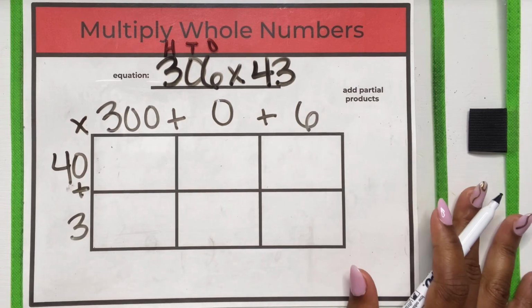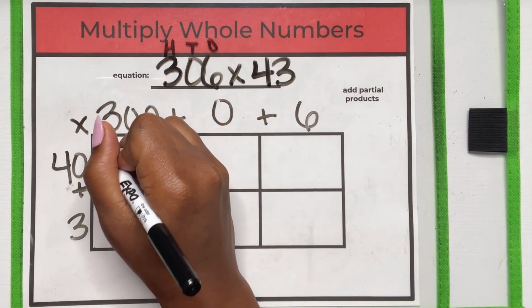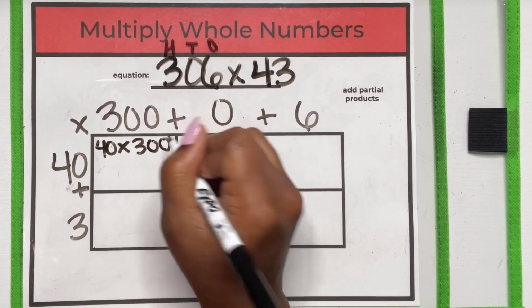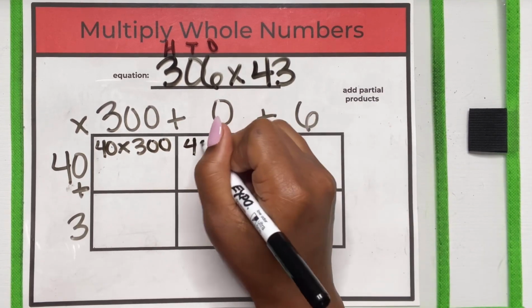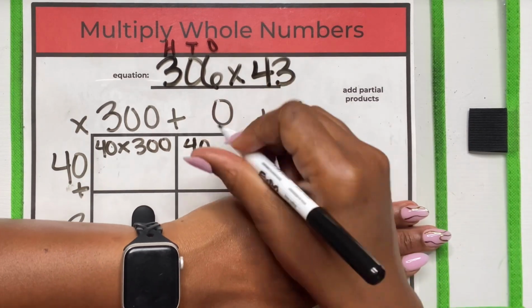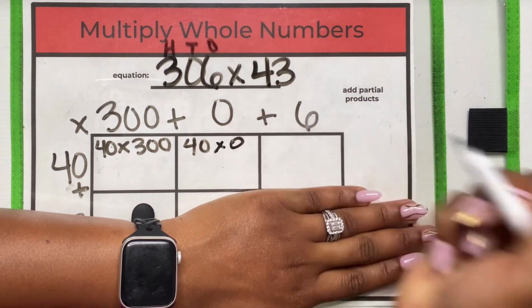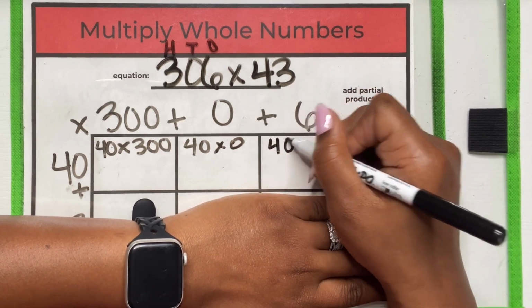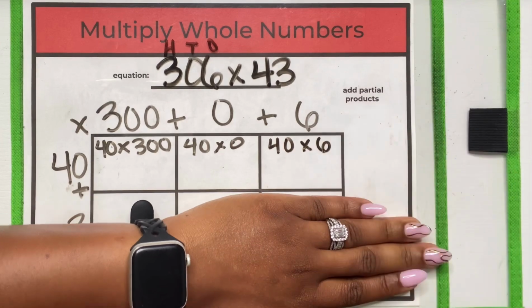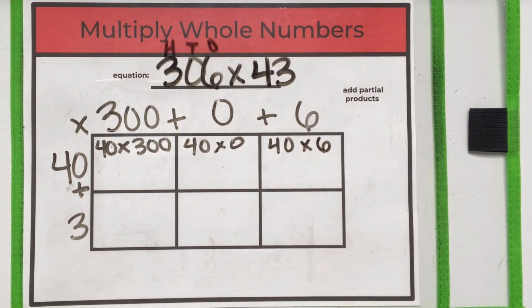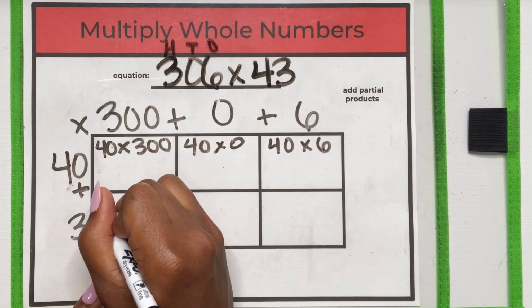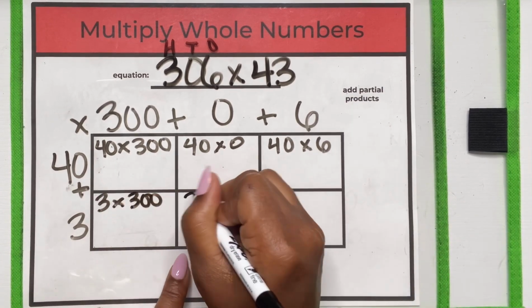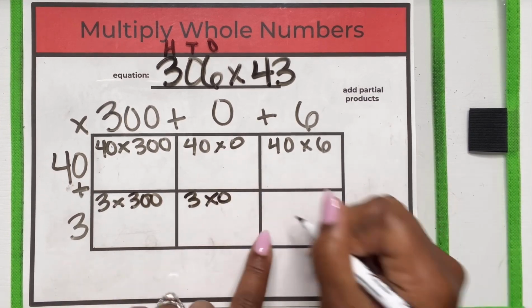Now that our area model is created, let's multiply. 40 times 300. Remember, I'm going one row at a time. 40 times 0. You already know that's 0. And then 40 times 6. All right. Take 3. Do the same thing. 3 times 300. 3 times 0. 3 times 6.